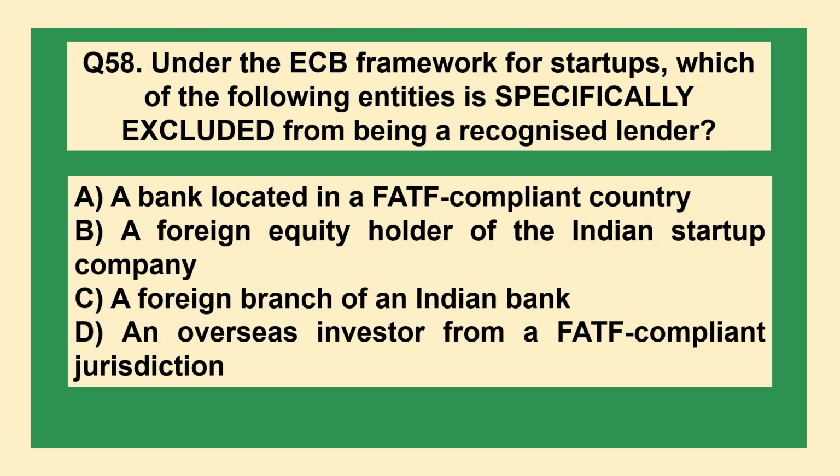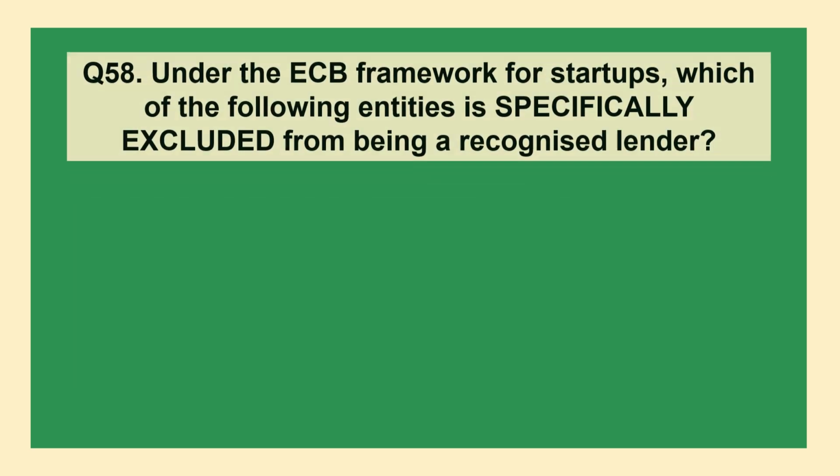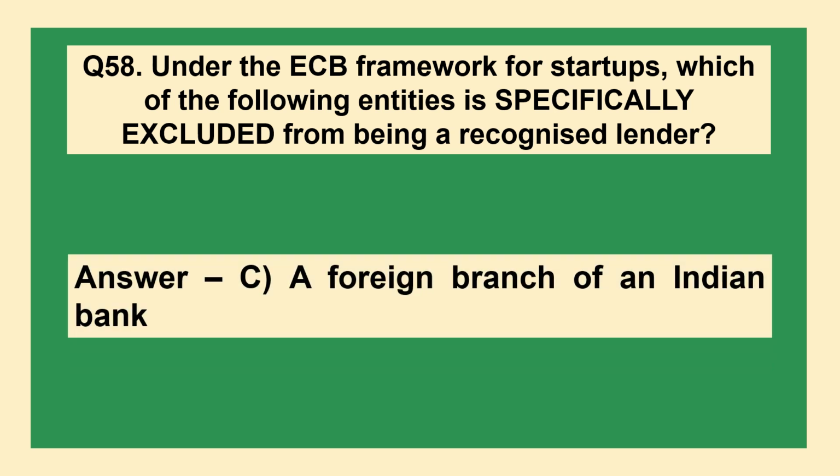Under the ECP framework for startups, which of the following entities is specifically excluded from being a recognized lender? A. A bank located in a FATF compliant country. B. A foreign equity holder of the Indian startup company. C. A foreign branch of an Indian bank. D. An overseas investor from a FATF compliant jurisdiction. The answer is option C. A foreign branch of an Indian bank.